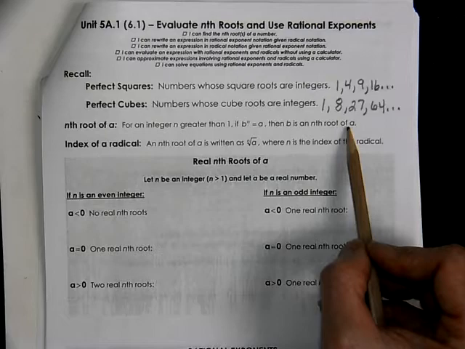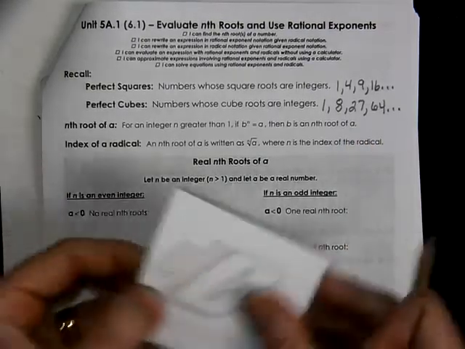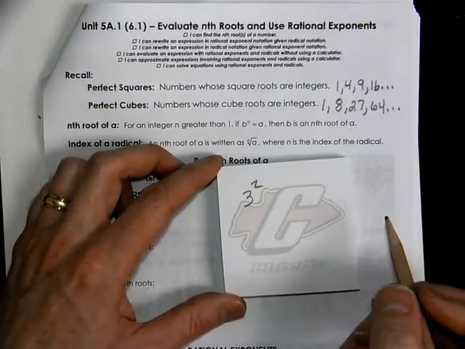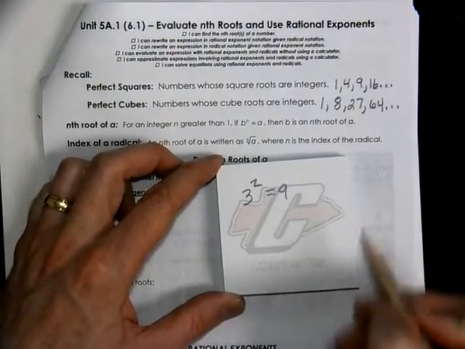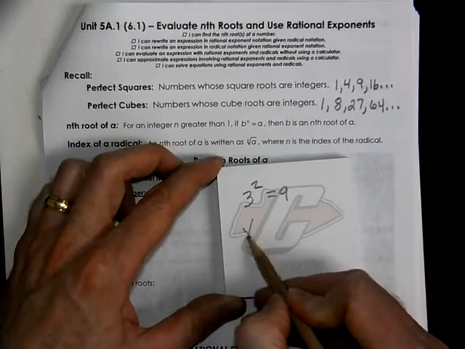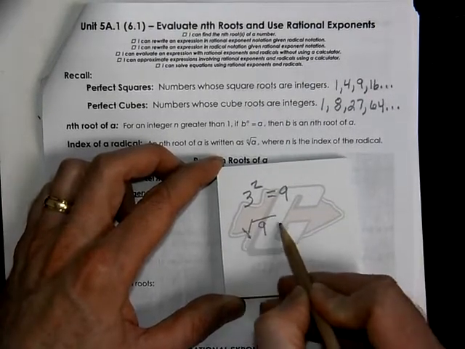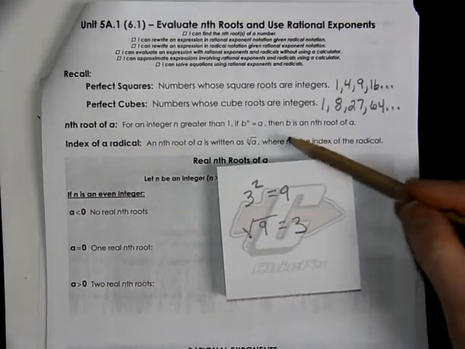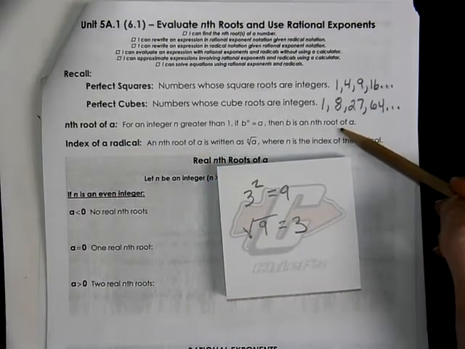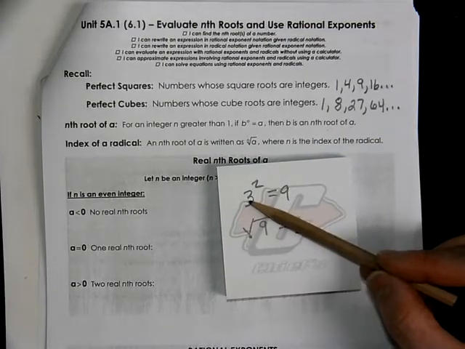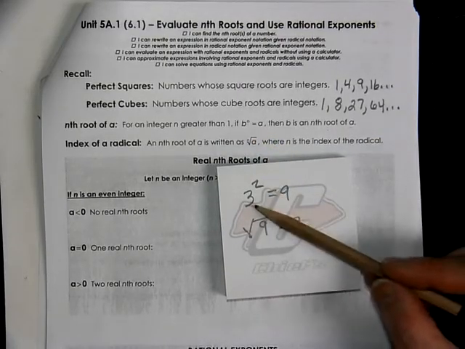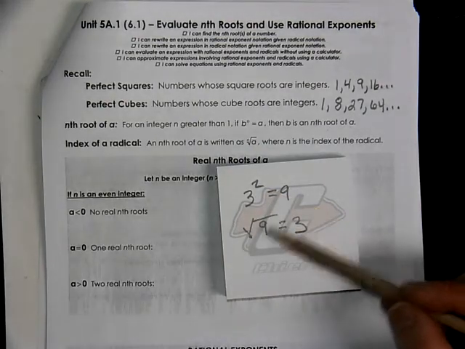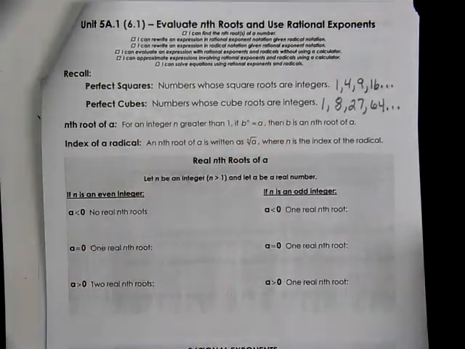Thinking back to what we know, we know that 3 squared equals 9. So the square root of 9 equals 3, where b is the nth root of a. So the b value is the nth root, the square root of a. So that's what that all means.